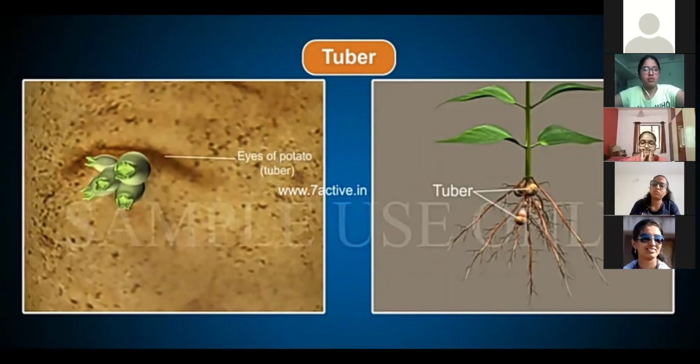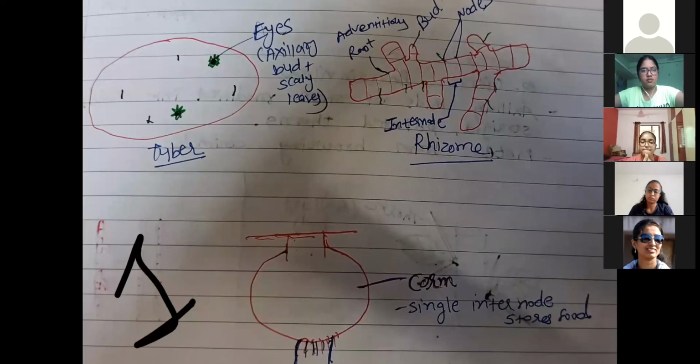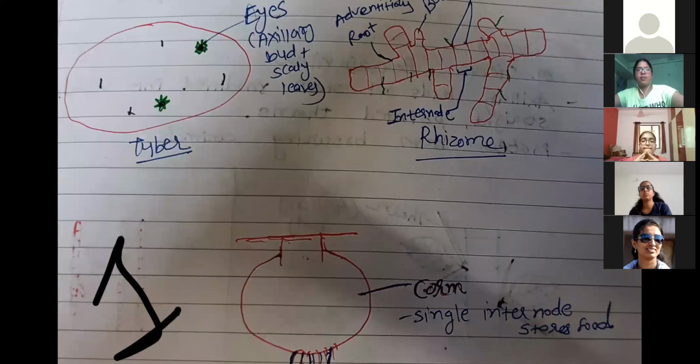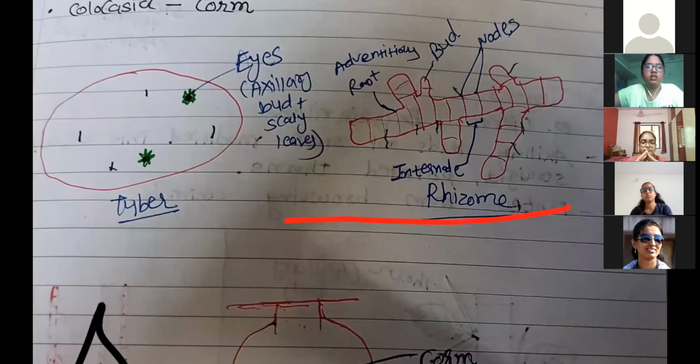See, first, storage of food. In that example, potato. Okay, it's an underground stem, remember. This is the soil surface. Over here, the stem axis is present, right? Then their branches. Next, here their root system is present.